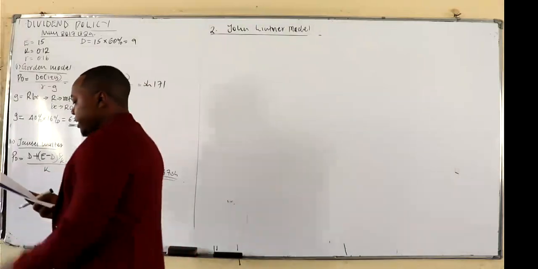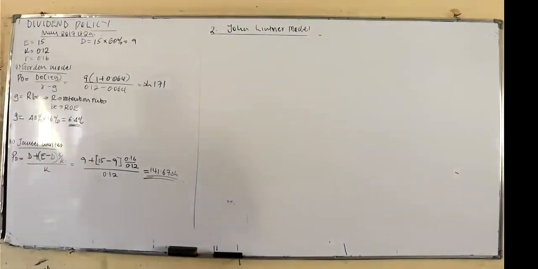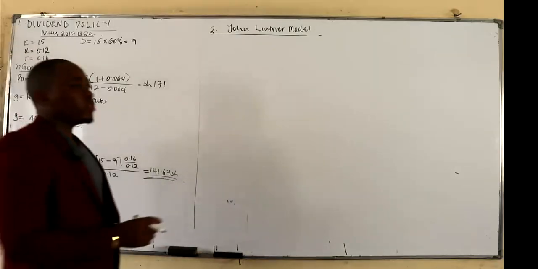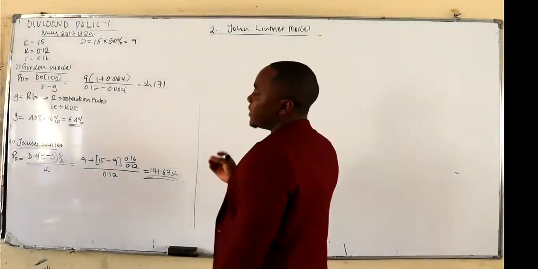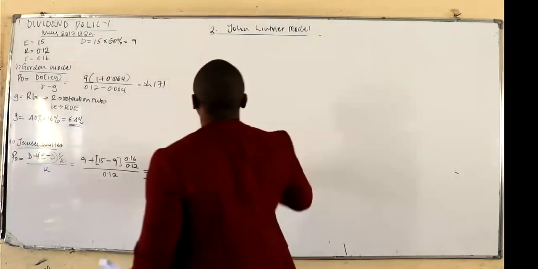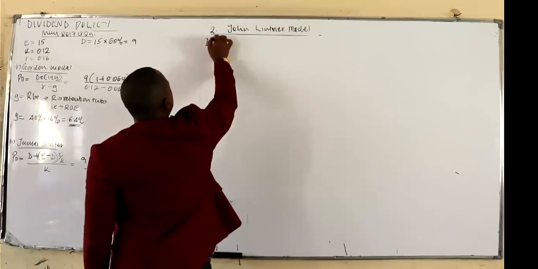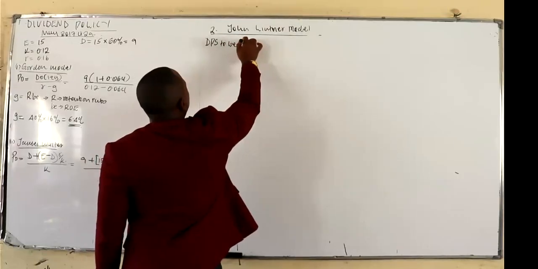The dividend to be paid takes into account the current dividend, that's the dividend paid for the current financial year, the adjustment rate, and the previous dividend. Therefore, according to this model, the dividend per share to be paid will be expressed as follows. So under John Lintner, the model predicts the dividend to be paid by taking into account the current dividend, the past dividend, and the adjustment rate.